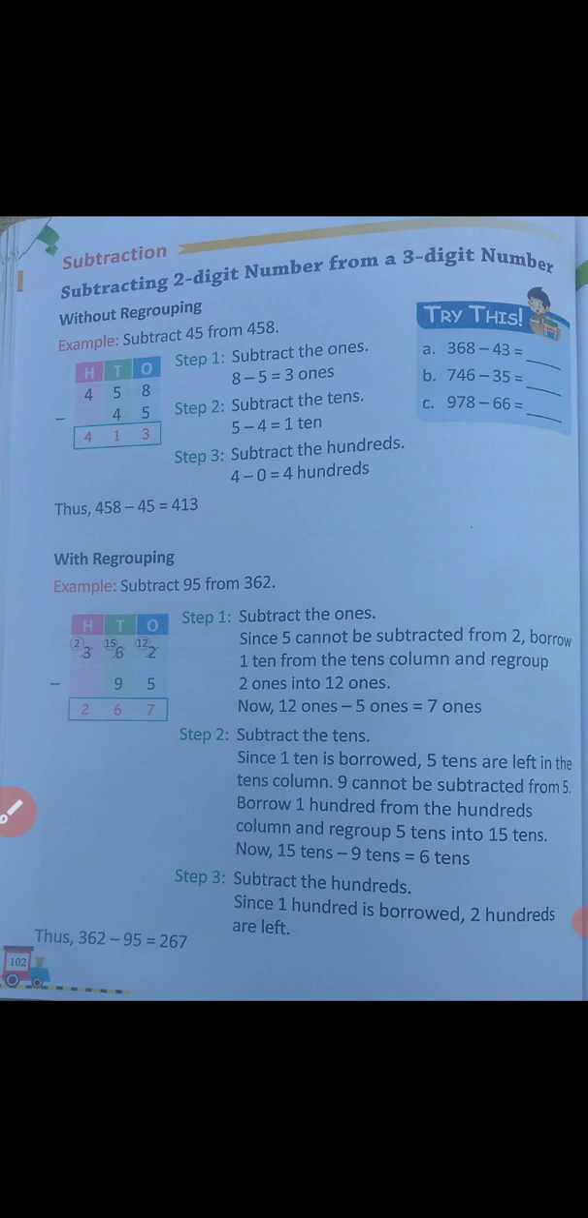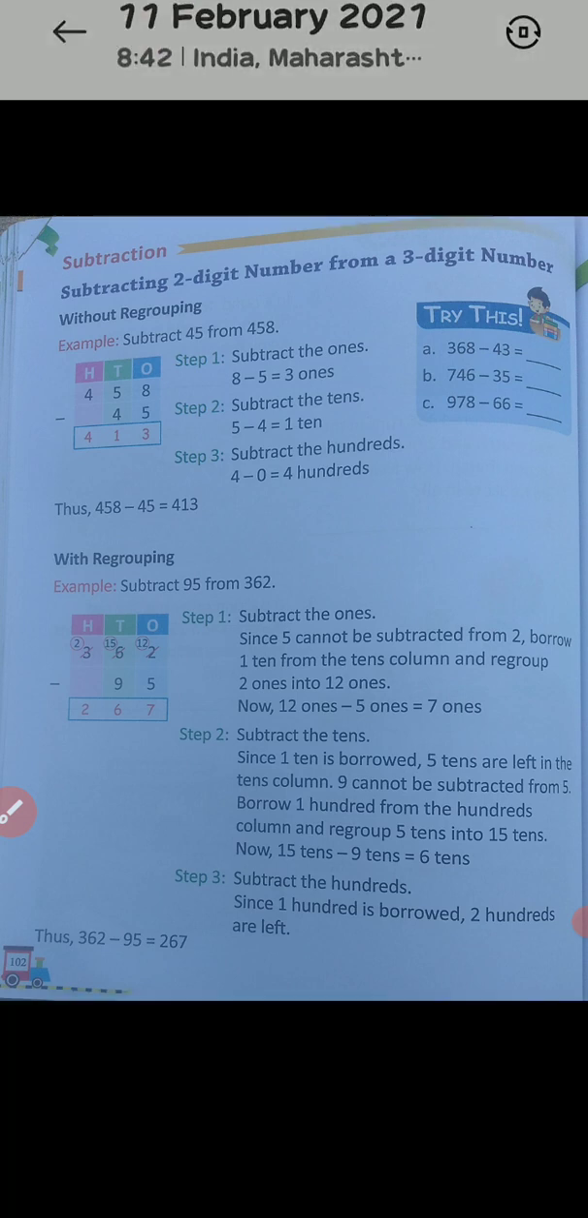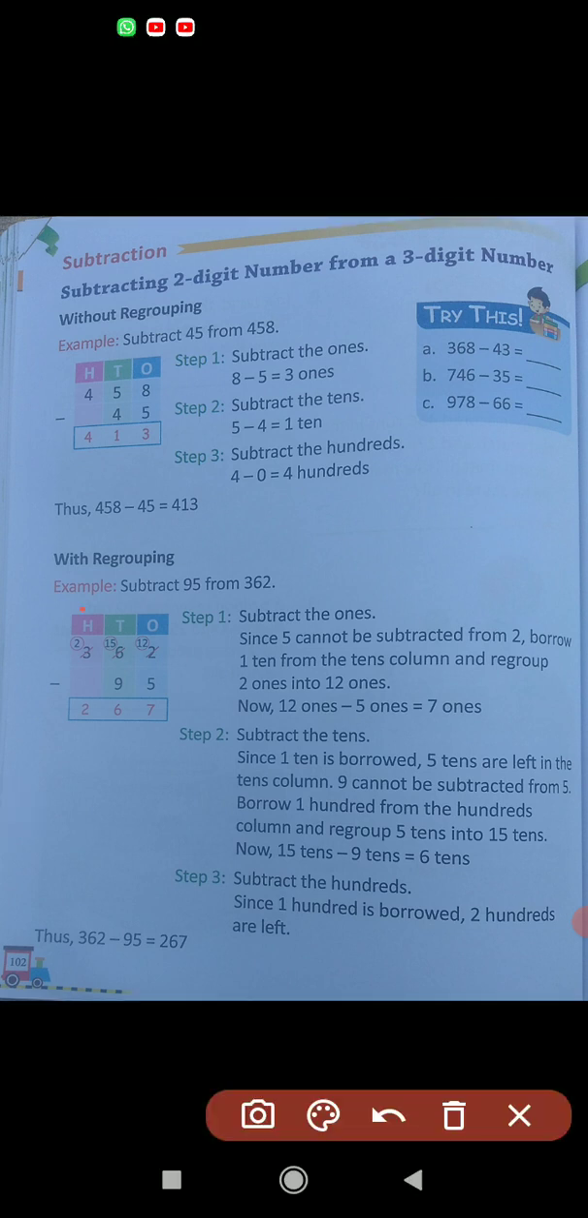Example, subtract 45 from 458. Write first 458 in the correct columns. 4 will be in 100 place and 5 will be in 10 place and 8 will be in 1's place column. Okay, and then write 45 in correct columns. And then subtract, and already it is written for you.